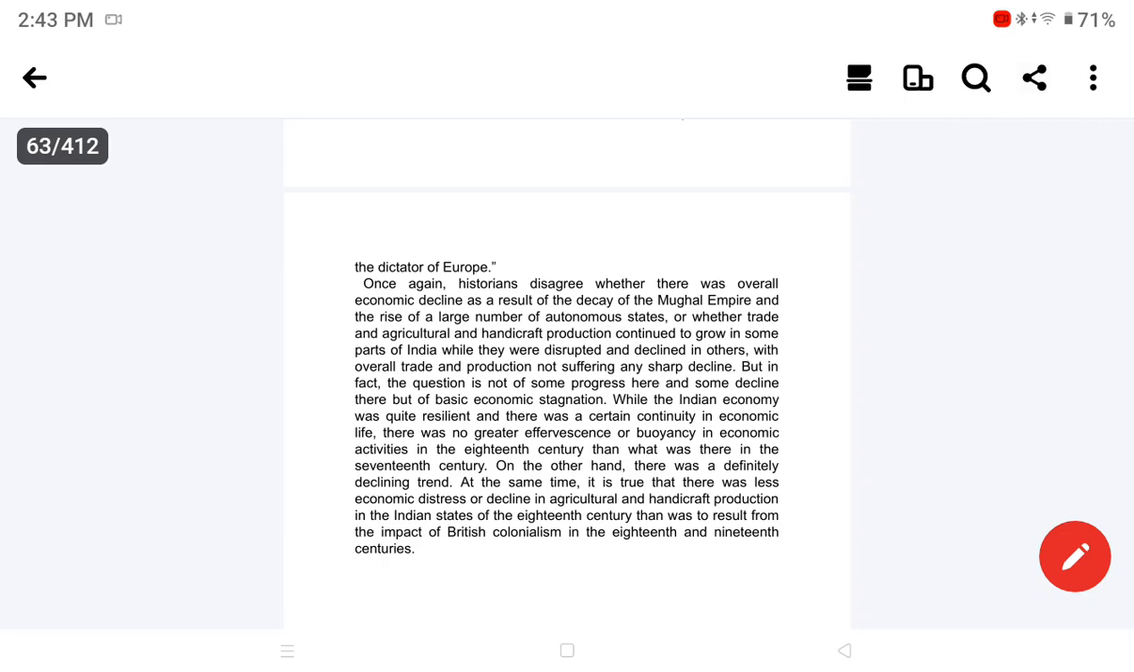of basic economic stagnation. While the Indian economy was quite resilient and there was a certain continuity in economic life, there was no greater effervescence or buoyancy in economic activities in the 18th century than what was there in the 17th century. On the other hand, there was a definitely declining trend. At the same time, it was true that there was less economic distress or decline in agricultural and handicraft production in the Indian states of the 18th century than was to result from the impact of British colonialism in the 18th and 19th century.